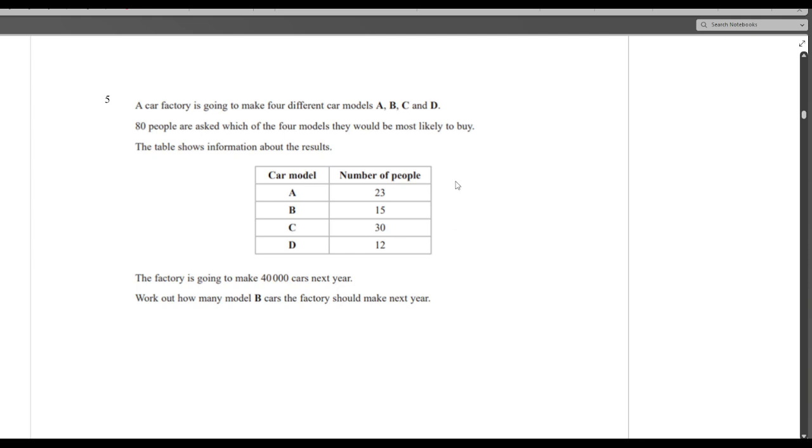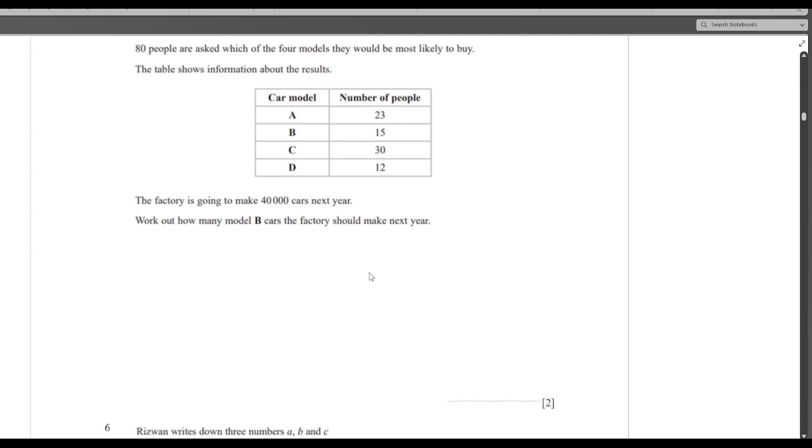80 people are asked which of the 4 models they would be most likely to buy. The table shows information about the result. So here in the result you can see the factory is going to make 40,000 cars next year. Work out how many model B cars the factory should make next year.